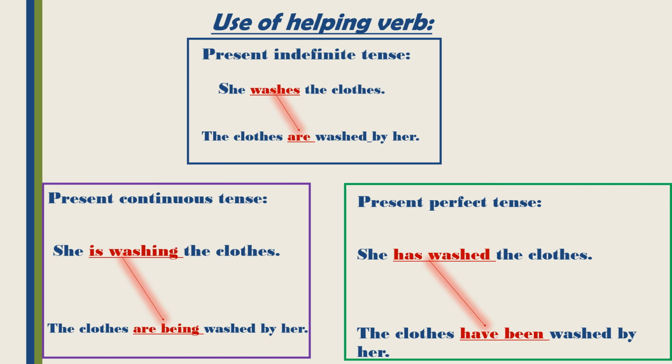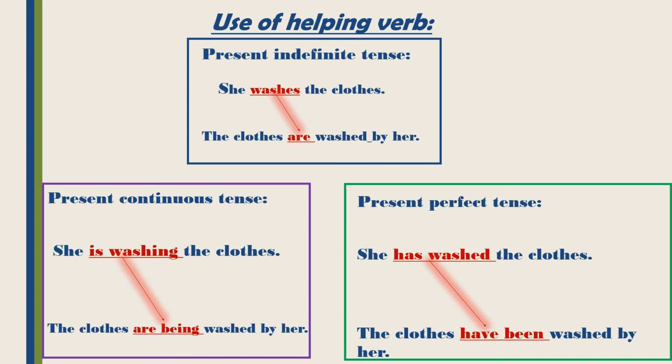In the present perfect tense, the third box, the sentence is she has washed the clothes. Here the identification is has, have, and third form of verb. So it shows that it is present perfect tense. So we have to use the helping verb of present perfect tense, that is has been or have been. The clothes are more than one, so we have to use here have been. Clothes are plural, so we are using here have been. The clothes have been washed by her.